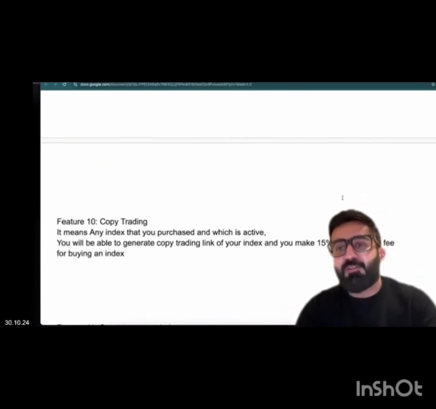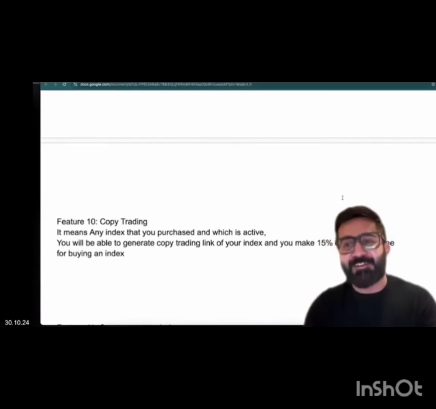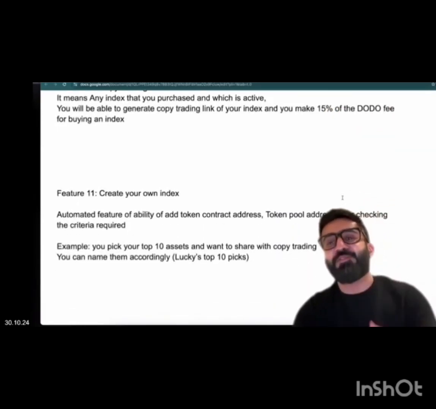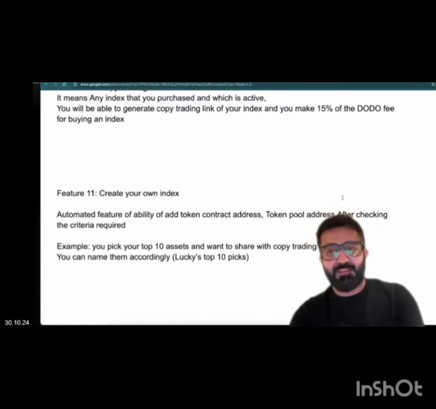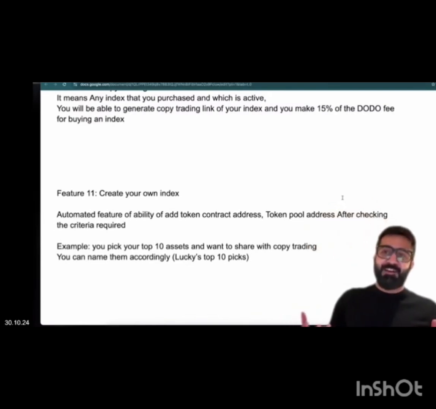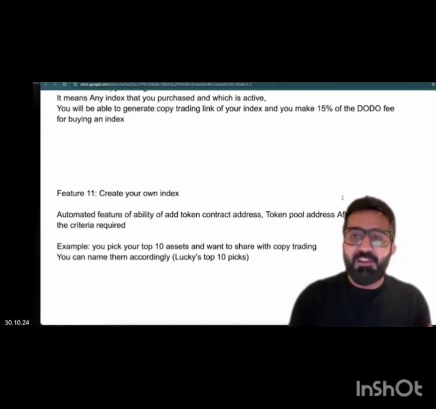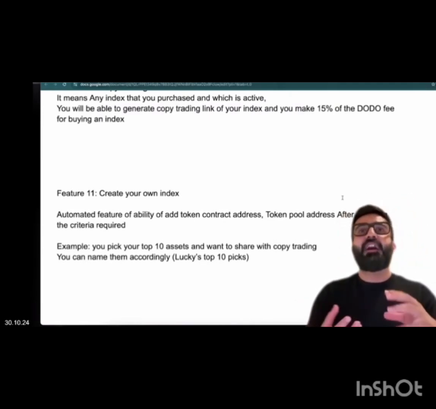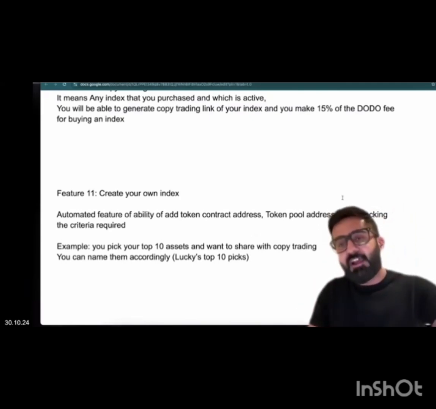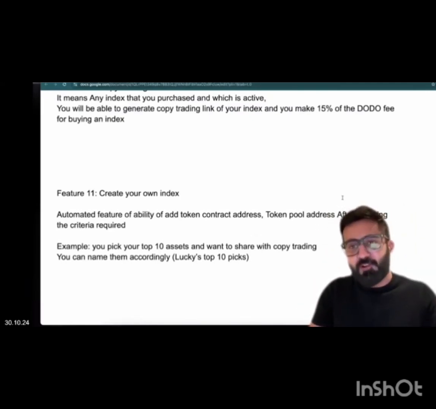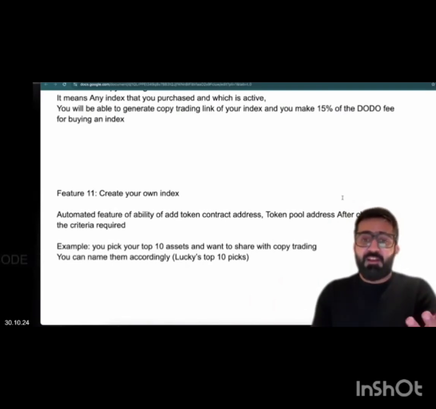Now this is going to be added to with an even more interesting feature. This is what I was talking about, my favorite. You can create your own index. So let's say you like 10 cryptos which are doing really well, and you think that if you create this index, others will follow, and you can make commissions even on suggesting them. Then you will go ahead and create it. Let's say Grace creates her top 10.